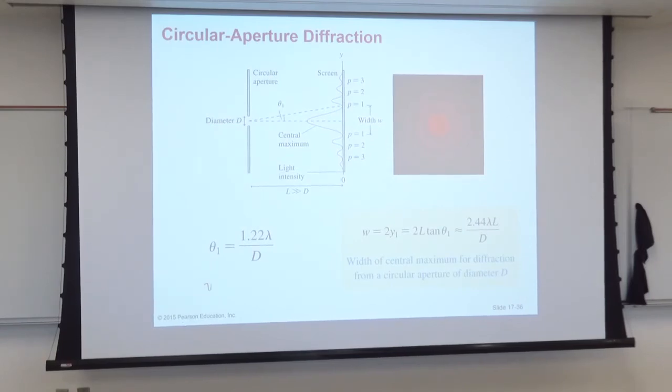So I can also find y, which is this distance, y1. So y1 would be L tan theta 1, and for small angle it would be L theta 1. So I get 1.22 lambda L over D. Okay, so why is that?